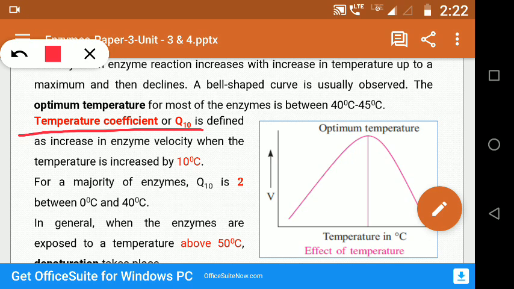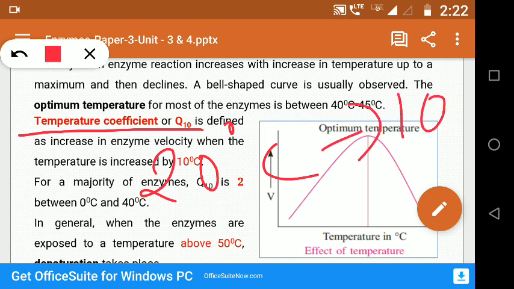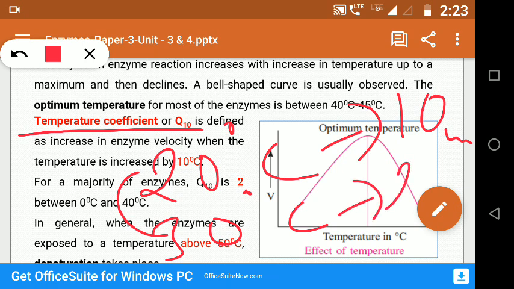So that means we have one enzyme, and the velocity of the enzyme, the rate of the reaction, the activity of the enzyme is measured at 20 degrees centigrade. Suppose this gives 10 units of activity. At 30 degrees centigrade, what happens? The difference is 10 degrees centigrade. At 30 degrees centigrade, it will double. So that means it will give 20 molecules per second. This is called temperature coefficient, or Q10.